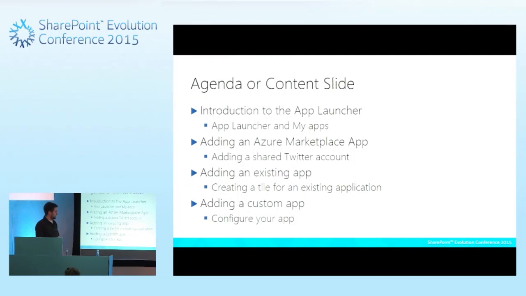So what we're going to cover today is the introduction to the app launcher. We're going to look at the app launcher itself and the My Apps page which is associated with it. We're going to delve into the Azure Marketplace and the applications that are available, and why that looks at the application launcher. We're going to add an existing application, and finally we're going to cover adding a custom application, so something the organisation themselves build.